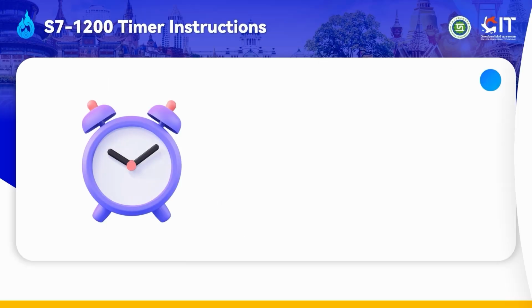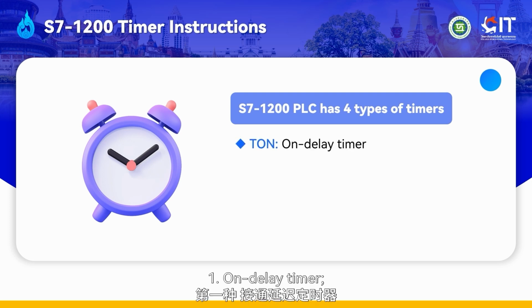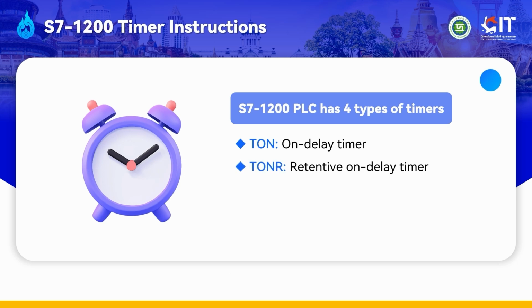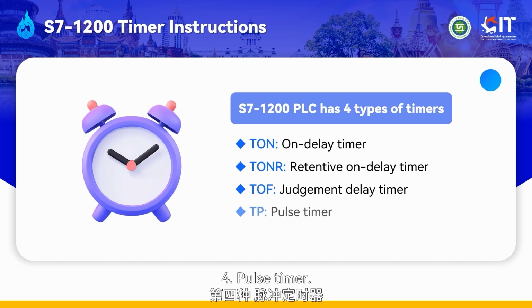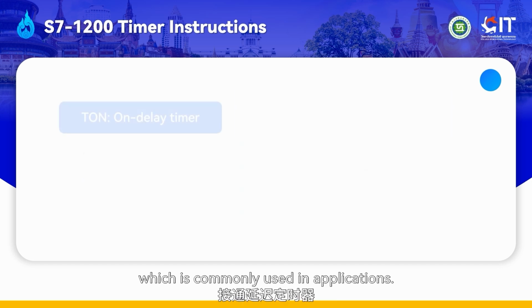timers. The S7-1200 PLC offers 4 types of timers. 1. On-delay timer. 2. Retentive on-delay timer. 3. Judgment delay timer. 4. Pulse timer. We will focus on the on-delay timer, which is commonly used in applications.